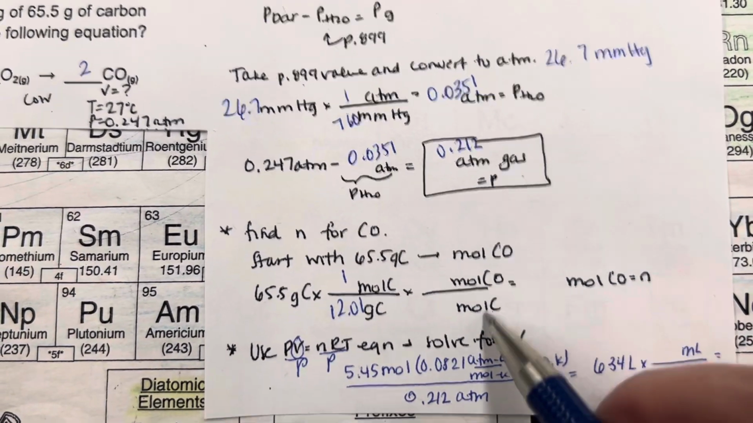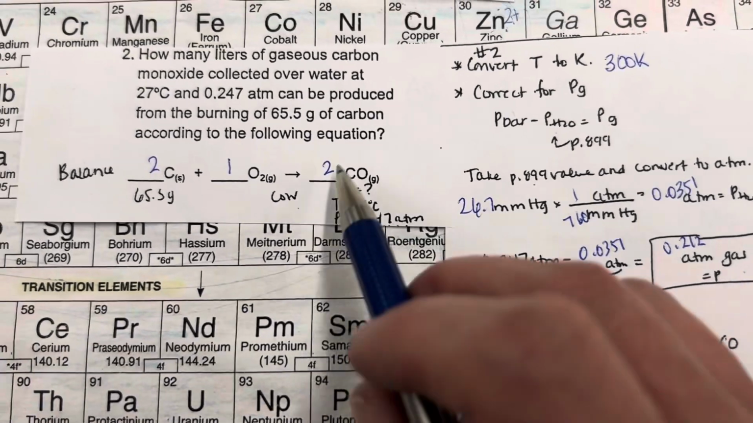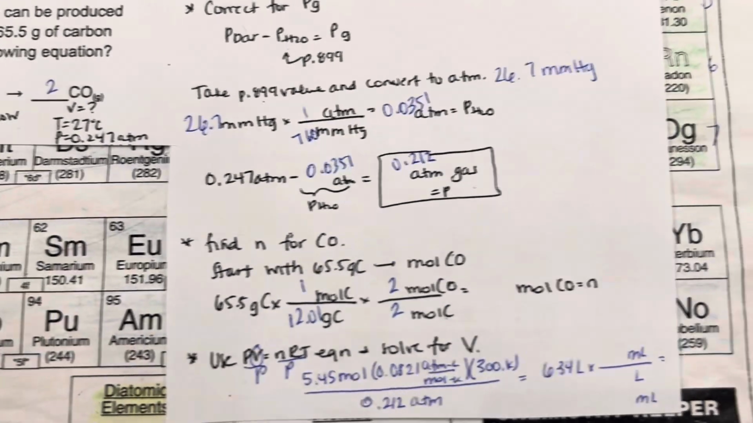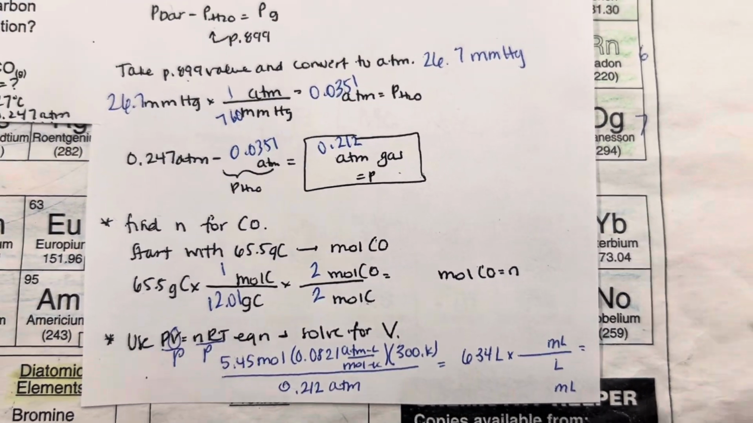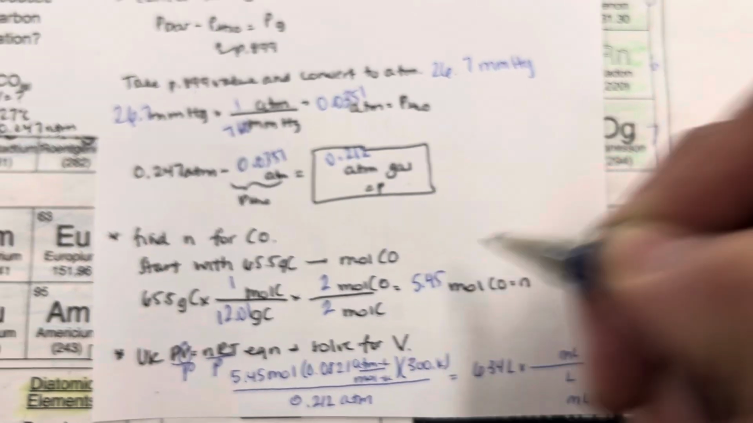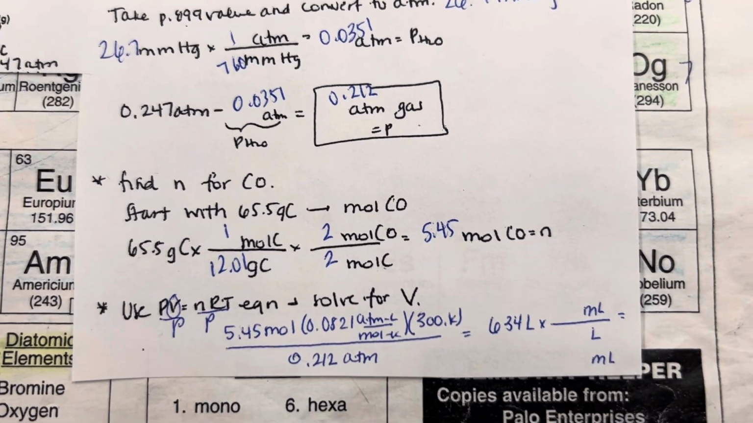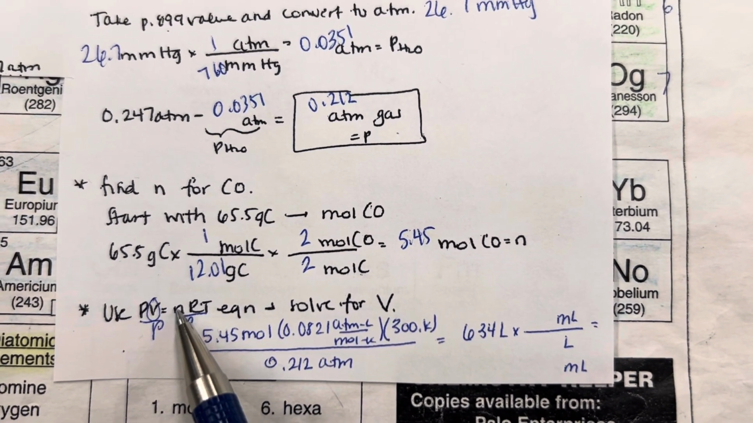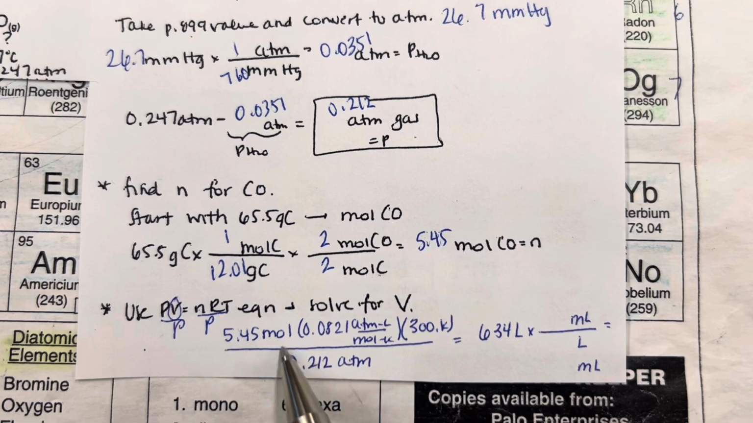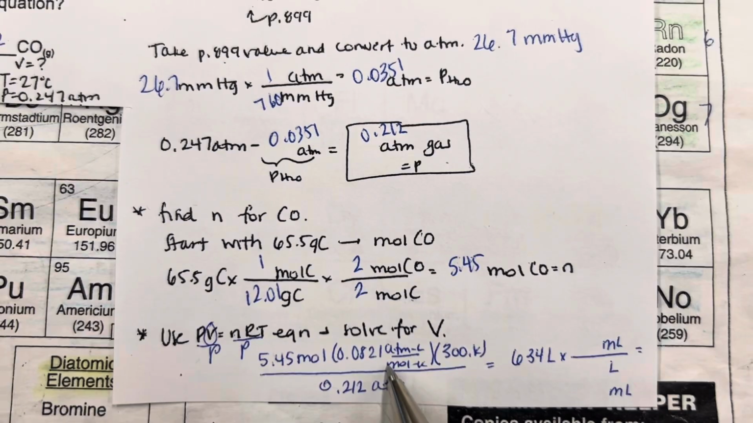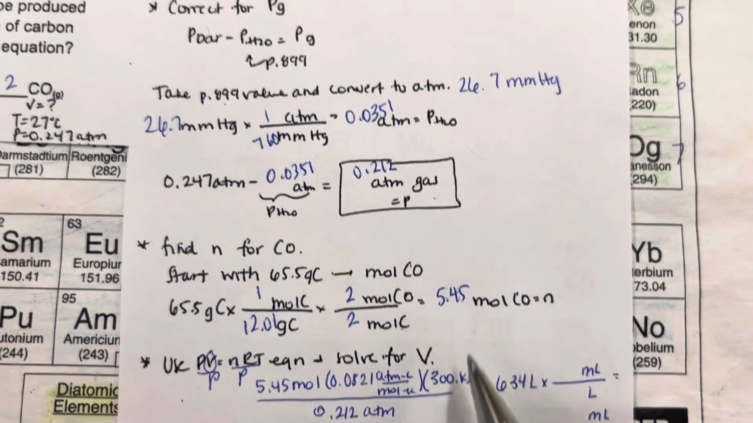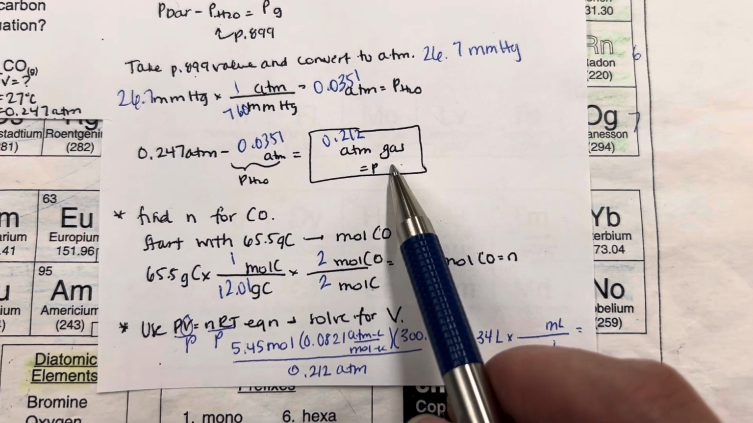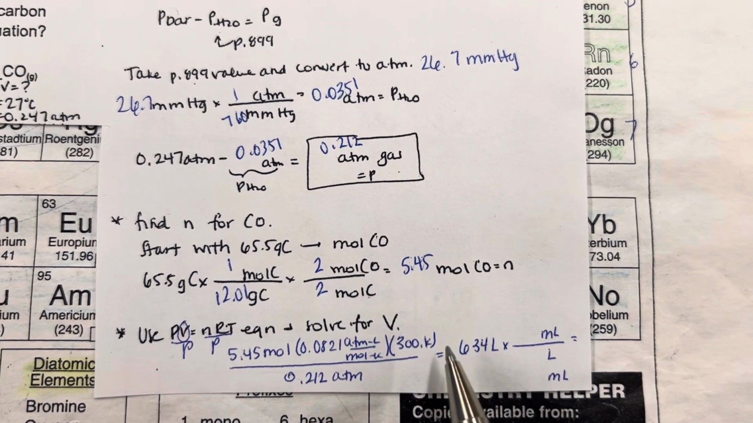I'm now going to use my ratio. So my ratio of carbon monoxide to carbon is 2 to 2. So we're in a 2 to 2 ratio. I do my math, and I get 5.45 moles. Now I have all my missing pieces. I'm going to solve for volume. I'm going to replace my n with my 5.45 moles, multiply it by R, which is my constant, multiply it by T, which we converted to 300 Kelvin, and we're going to divide by our new pressure of 0.212 atm.